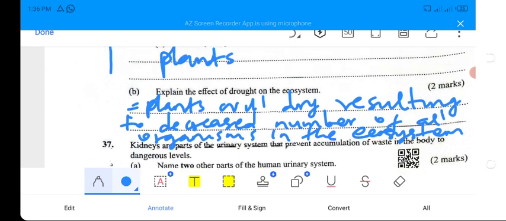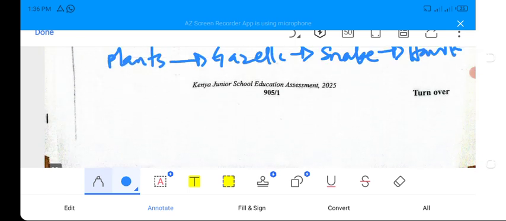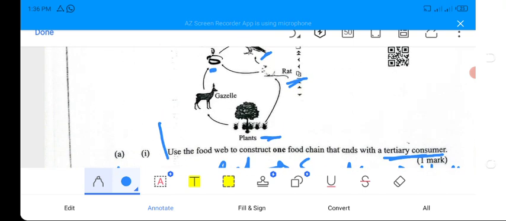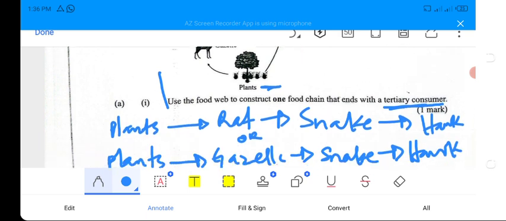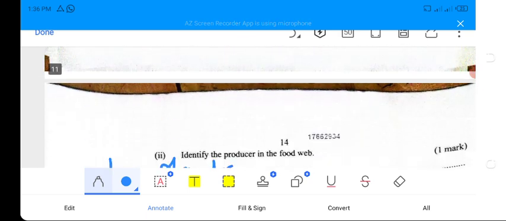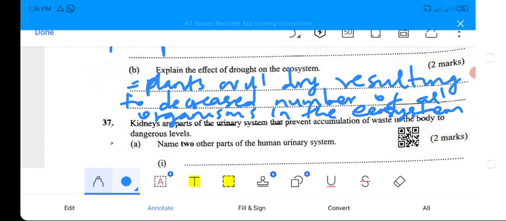because all other organisms depend on the green plants either directly or indirectly. For example, the rat and the gazelle depend on green plants directly, but the snake and the hawk depend on the plants indirectly. So in any case drought comes, the plants will dry. And when plants dry, what happens to the other animals? Their population reduces. And if their population does not reduce, maybe they migrate to another ecosystem.